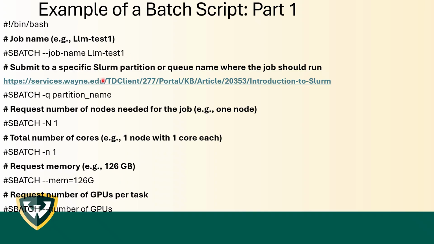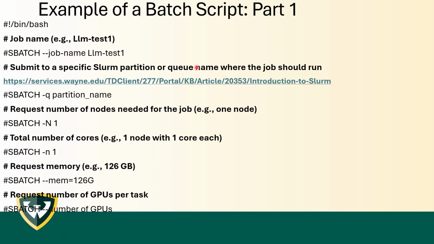And then we can specify the name of the Slurm partition or queue name where the job should run. The following link lists the resources that are available, where in this case would be the partition where GPUs may be found, since our goal is to run Llama2 on the WSU grid using GPUs.